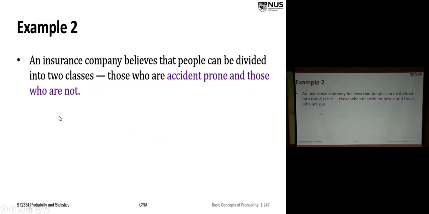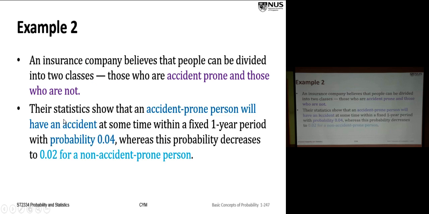So here's another example. Okay, an insurance company believes people can divide into two classes. Two and only two classes. So it covers accident-prone and those who are not. This is a very simple way to get two events which are mutually exclusive and exhaustive. One group has this property, while the other group does not. In this case, one is accident-prone and the other is not. All right?